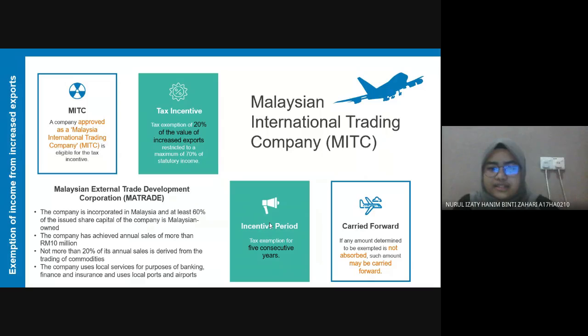Okay. So the MITC is eligible for the tax exemption of 20% of the value of increased exports, restricted to a maximum of 70% of statutory income. And then MITC is also eligible for the tax exemption for 5 consecutive years, beginning from the year of assessment it first qualified for the exemption. And then if any amount determined to be exempted is not absorbed because of the restriction to 70% of statutory income, such amount may be carried forward to the next year. So next.